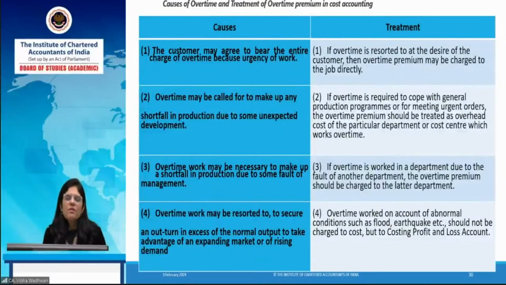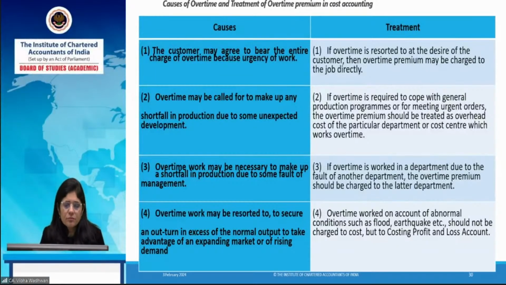So now, in which situations can overtime happen? The customer may agree to bear the entire charge of overtime. Let us say the workers are working overtime because the customer has given an order and the customer says, I will bear the overtime charge. So all the overtime charges that the organization has to pay to the employees will be charged to the customer, because the employees are working overtime due to the customer order.